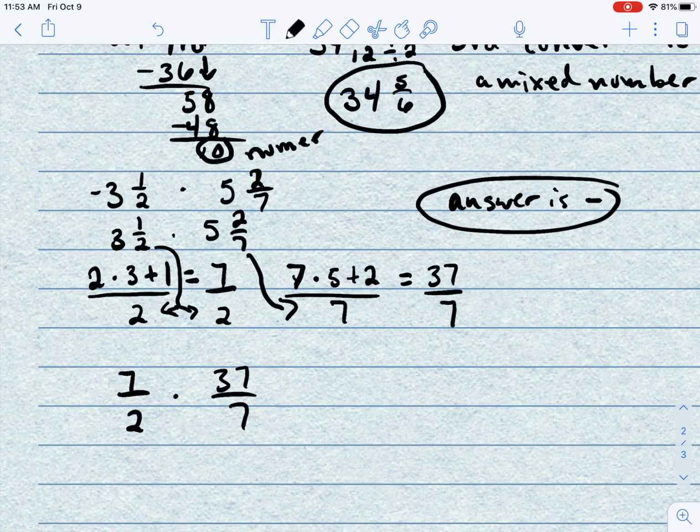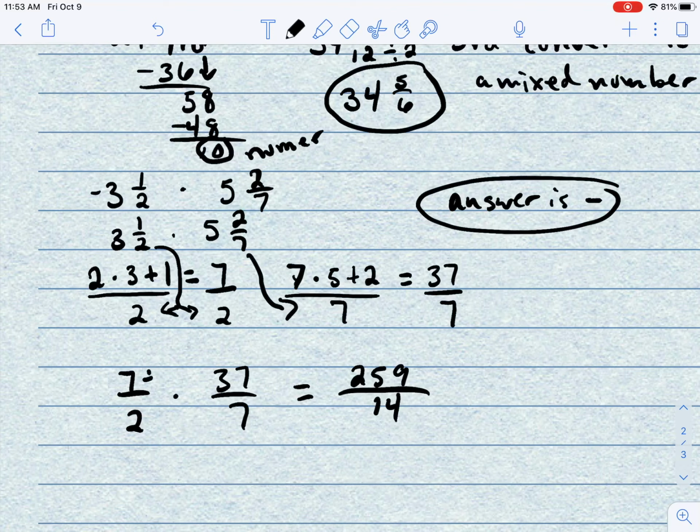Okay, second step, we multiply numerators, we multiply denominators. So you can go 7 times 37 and 2 times 7. And if you do that, you get, let's see, 7 times 37, 256, not 4, 256. Nope, 259, sorry. And then 2 times 7 is 14.